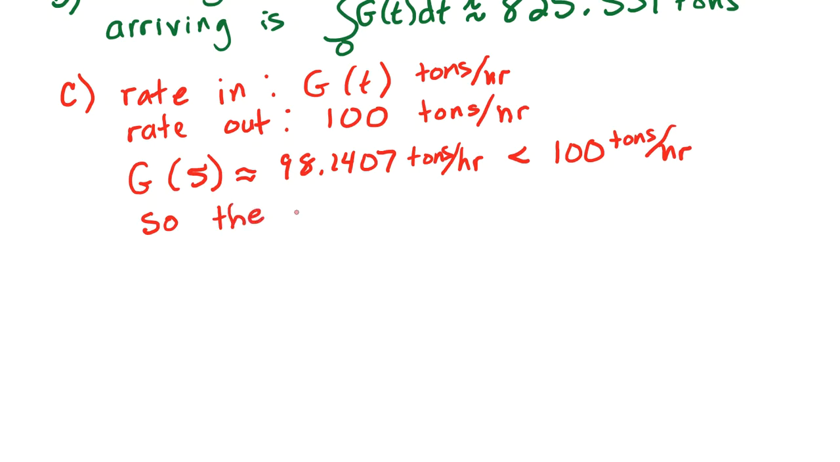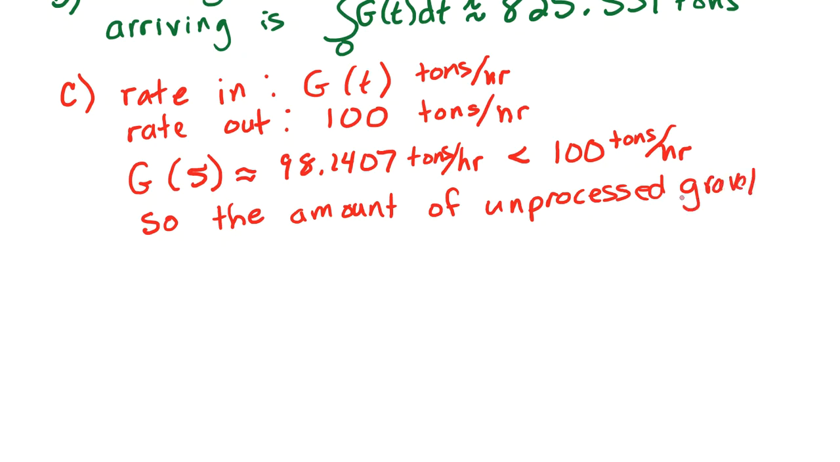So I guess we just explain it. So the amount of unprocessed gravel is decreasing at t equals 5 hours. Okay, so if there's more going out than there is coming in, does that make sense, I hope? I think that answers the question well enough.